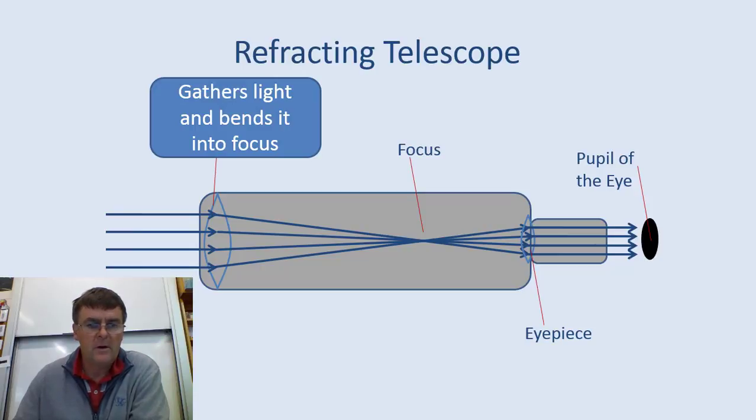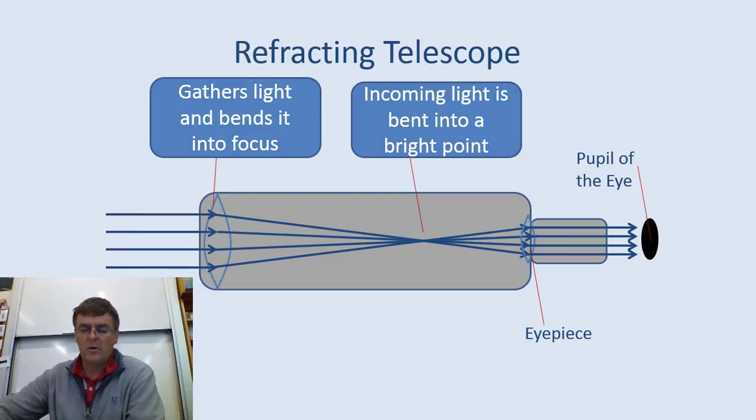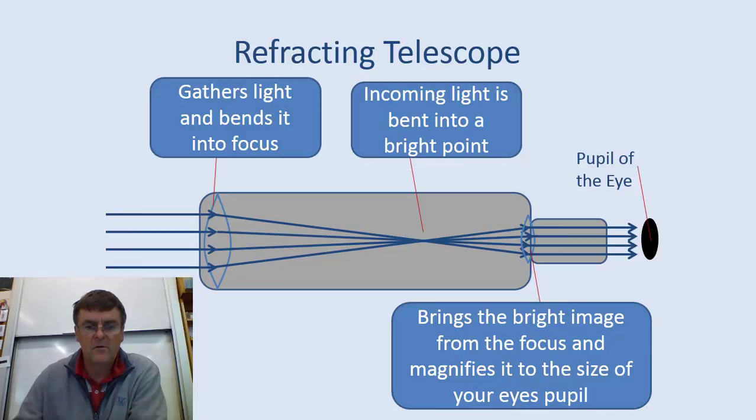So the objective lens, it's gathering the light and it's bending it into focus. So all the light, the dim light from a dim star, is being gathered together and concentrated to the focus point. Okay? So it's all bent to a bright point, concentrated there, like you do with a magnifying glass when you're taking the sunlight and burning a hole in a bit of paper or something.